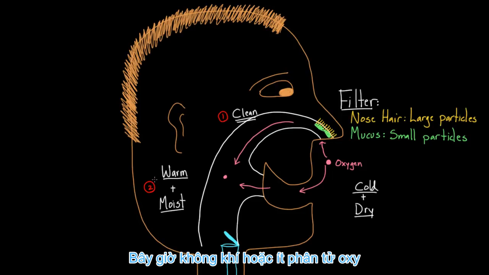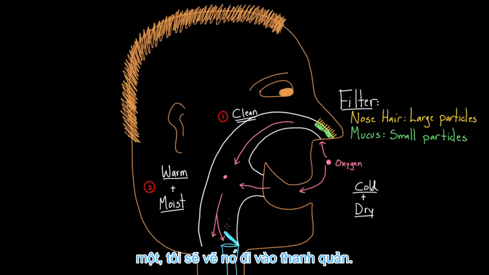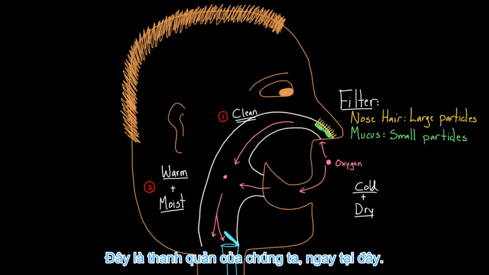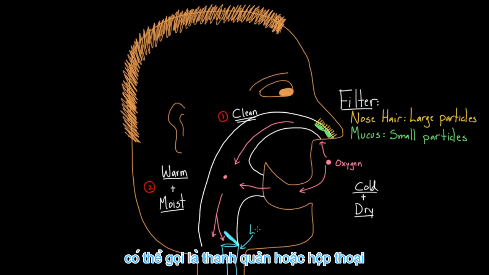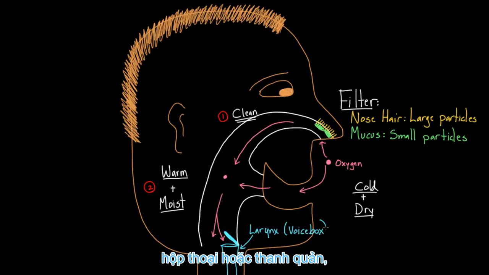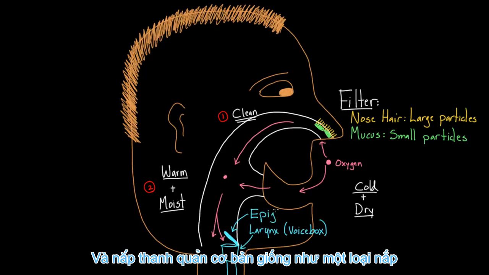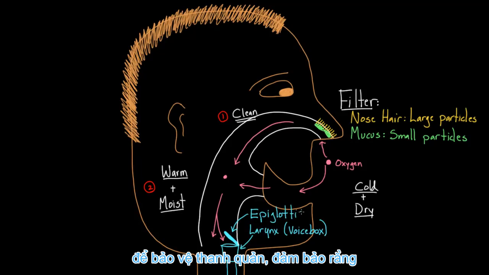So now the air, or our little molecule of oxygen, has got a choice. It can go down one of two paths. One I'm going to draw is going to be into the larynx. This is our larynx right here. And we also call our larynx our voice box. So you might remember that was the name I had mentioned previously. Voice box, or larynx is the more medical word, I guess. And sitting over the larynx is the epiglottis. The epiglottis is basically like a lid, protecting the larynx, making sure that food and water don't go into it.